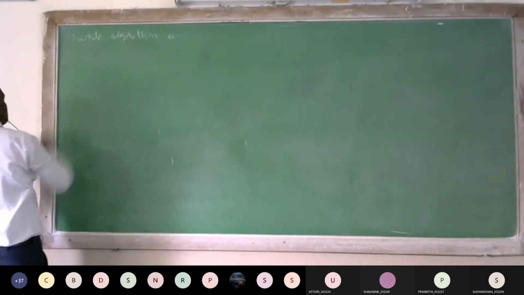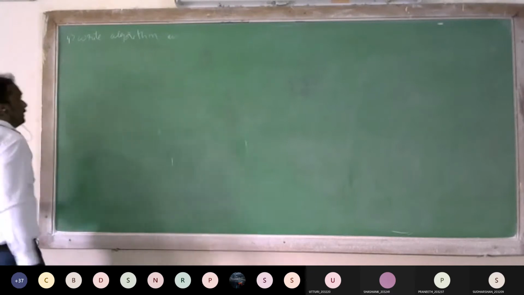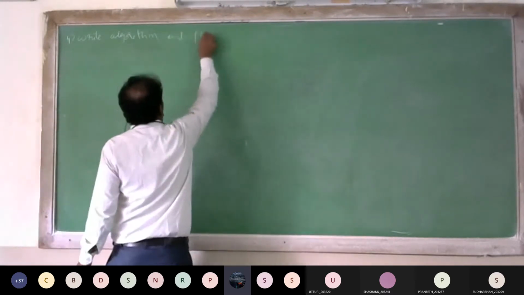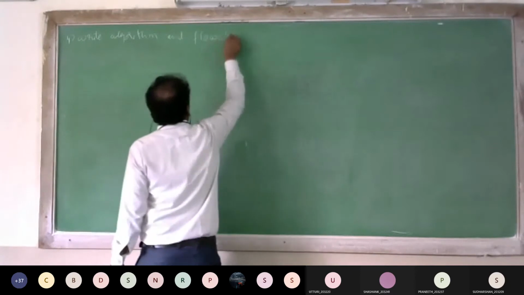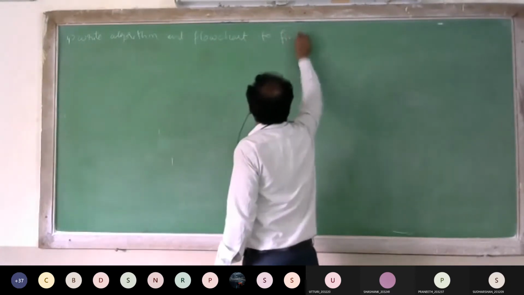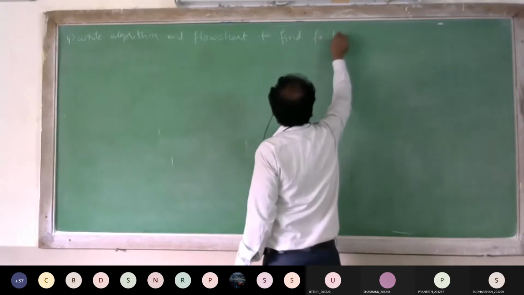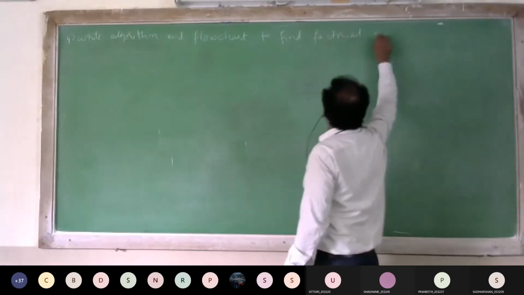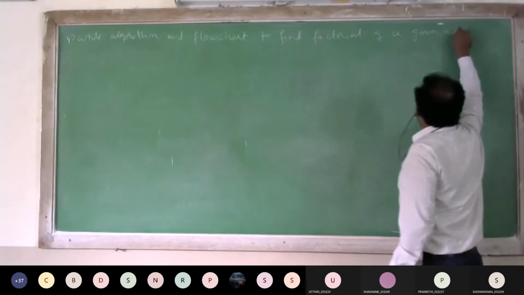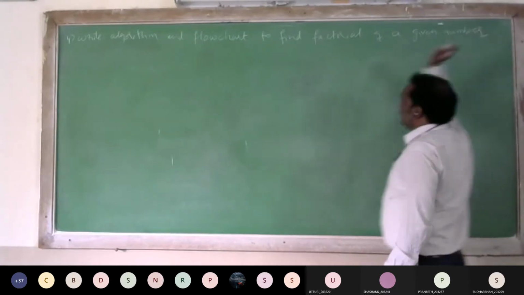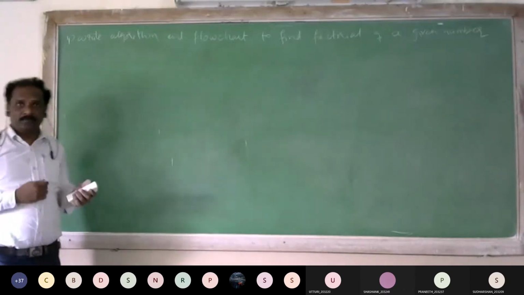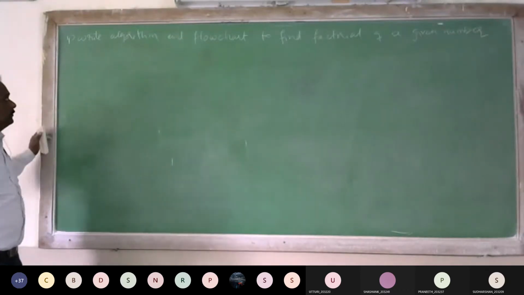What is the next problem we discussed yesterday? Algorithm and flowchart to find the factorial of a number. To find the factorial of a number.